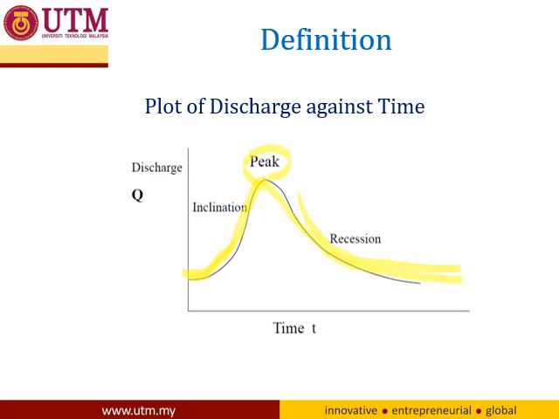So what do you mean by this? Inclination means that when there is rainfall accumulated as runoff, then it will go into the river. So the hydrograph or the discharge will show some rise, okay, and then there will be some peak, where after the peak there will be some recession. So recession occurs when the rainfall is becoming less, so the runoff is also less, so then the flow in the river will recede.